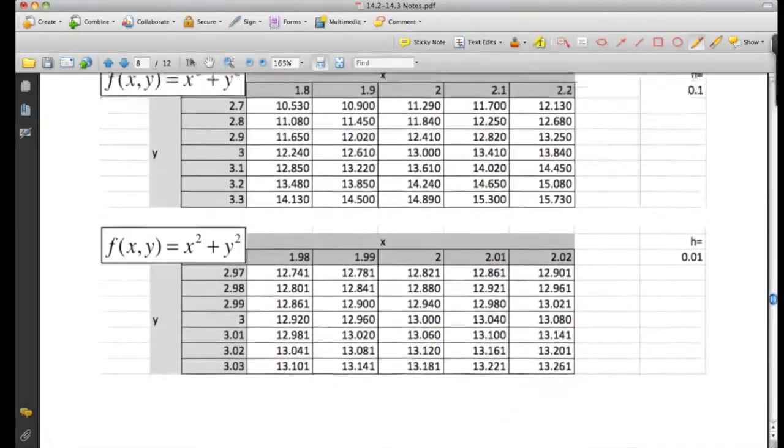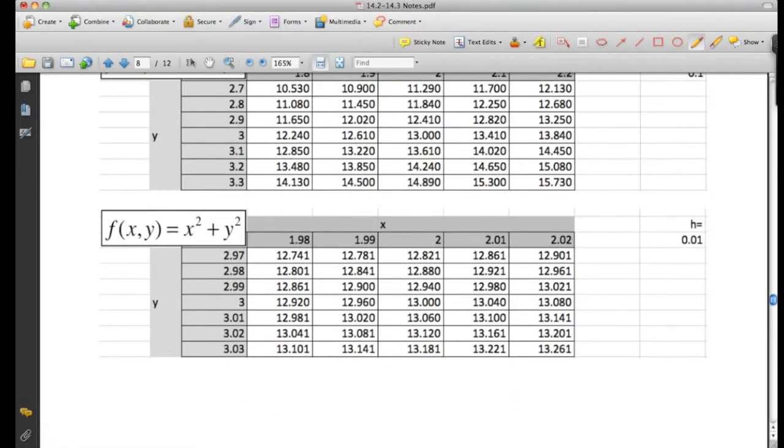By the time we get down here to a really small increment where we're just going from 2 to 2.01, we go from 13 to 13.04 to 13.08. Now, it's still not exactly linear, but due to rounding, that does look like a linear progression. And then we go from 13 to 13.06 to 13.12 to 13.18, and I think you can see there's some rounding there. But the idea is that if we zoom in enough on this surface, we end up with something that looks like a linear function or a plane.